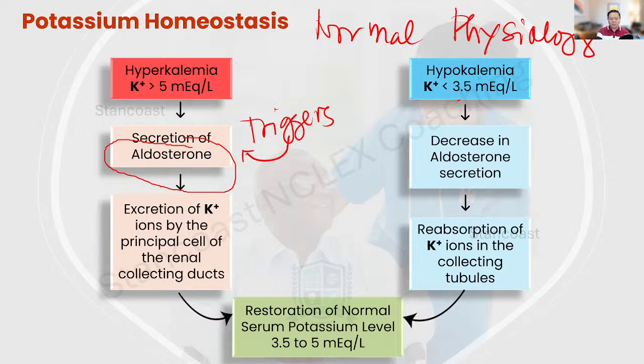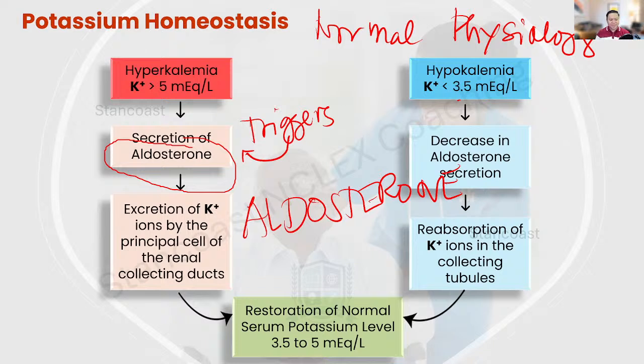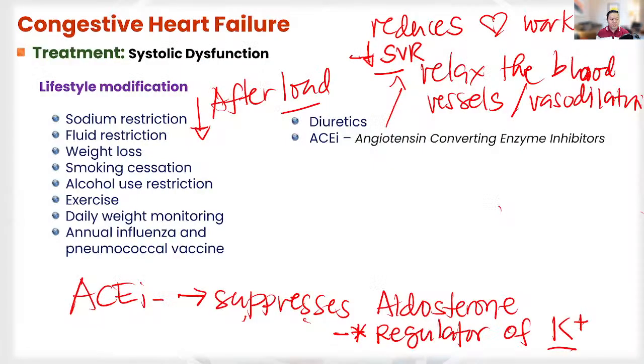Again, the regulator is what? Aldosterone. Now, like I have said, when the patient takes the ACE inhibitor, remember that the ACE inhibitor will suppress the release of aldosterone. So the ACE inhibitor will suppress the secretion of the aldosterone, so there's no longer regulation of the potassium ions. That's why it's going to cause the hyperkalemia.